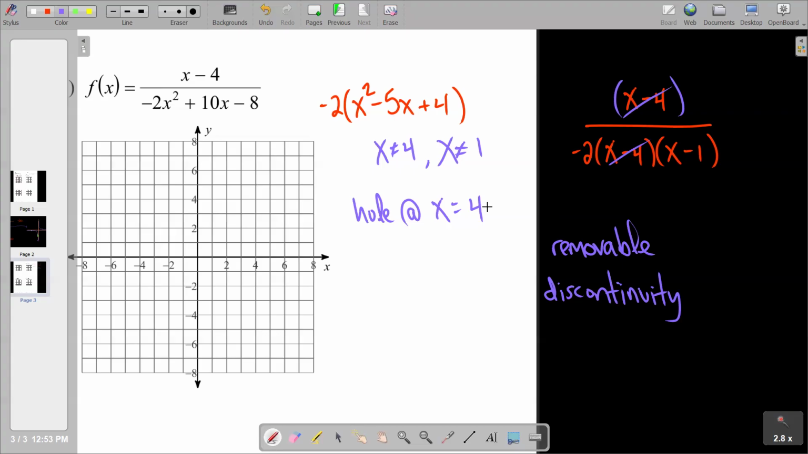Is there a vertical asymptote? X is also not allowed to equal 1. So there is a vertical asymptote at X equals 1.